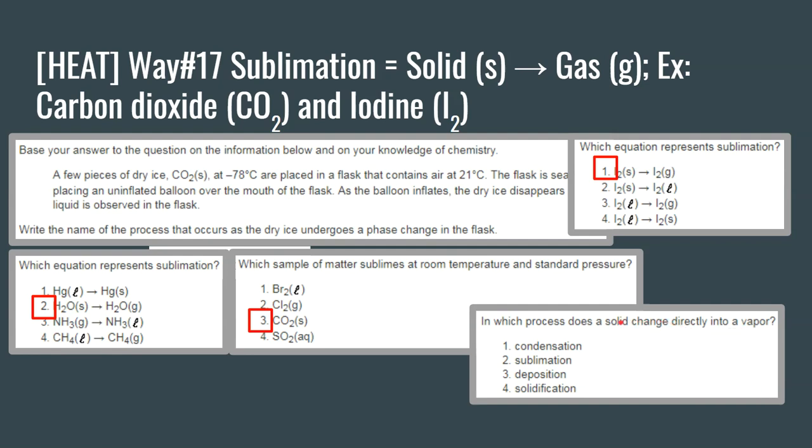If you have a substance going from solid to vapor directly, that process is always sublimation. Condensation, if you don't know, is where you go from a gas to a liquid. Deposition is the opposite of sublimation, so you're going from a gas to a solid. Solidification is where you're going from a liquid state to a solid state, so you're freezing. So the correct answer is 2.